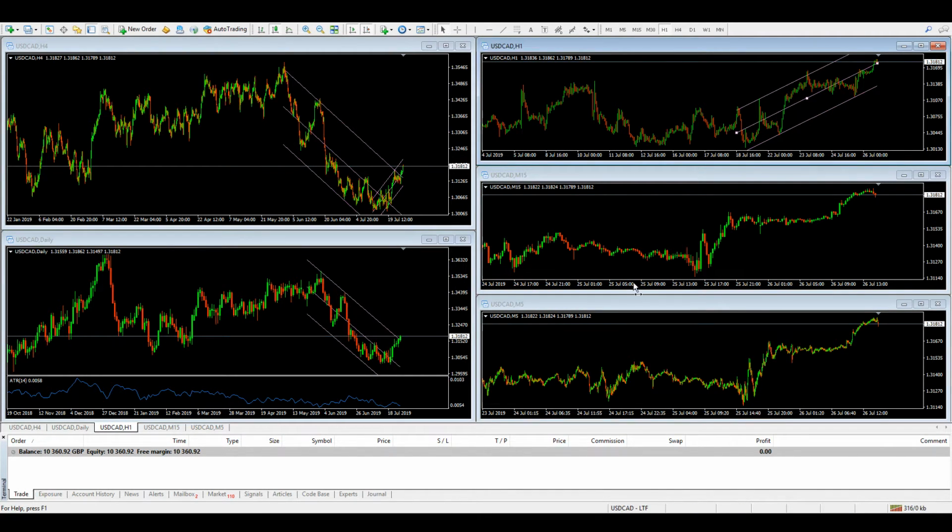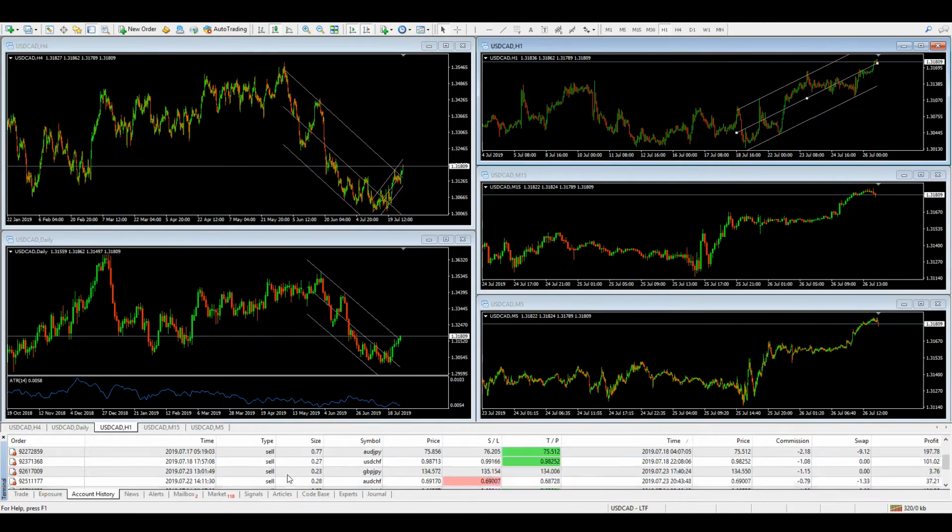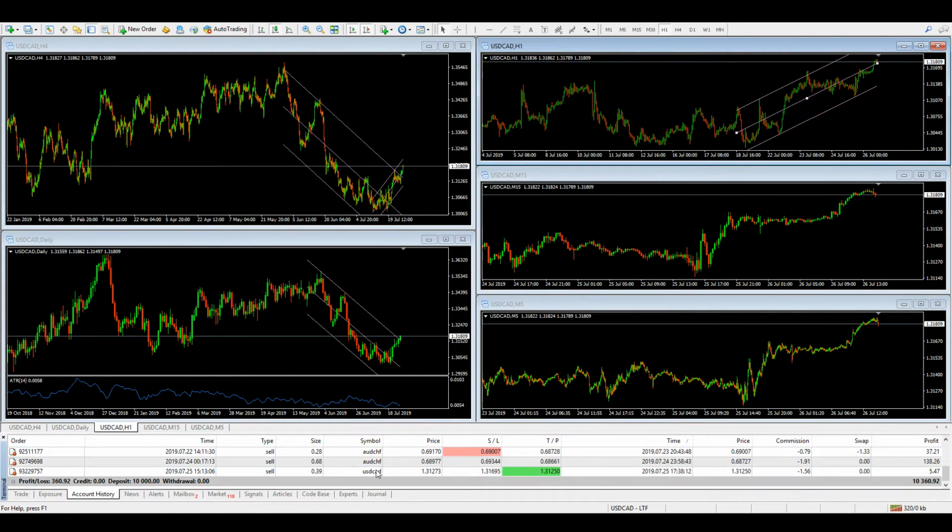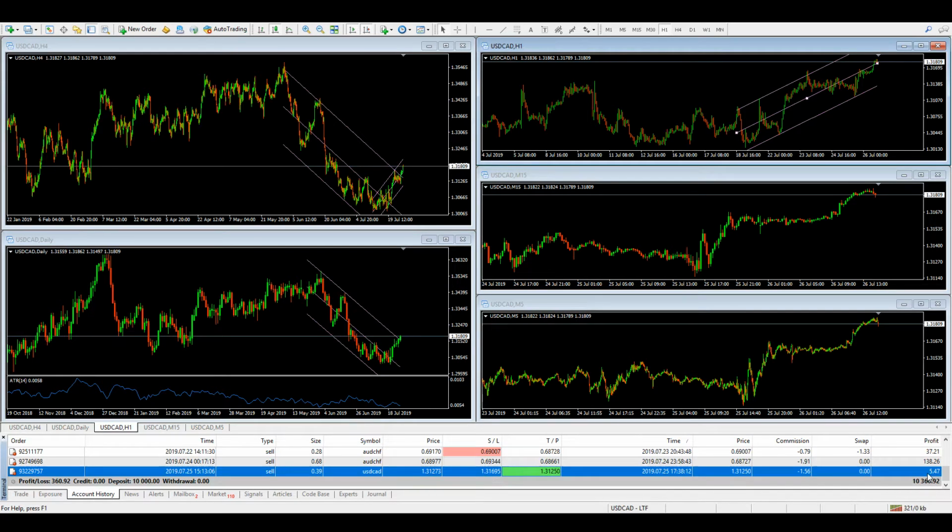But what I'll do today is go over a position I took yesterday. So you can see I'm flat at the moment. If I go to the account here, there was a position that I took on a USD CAD, and we can see it's just over break even that I exited it.